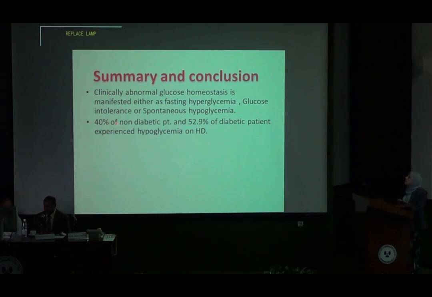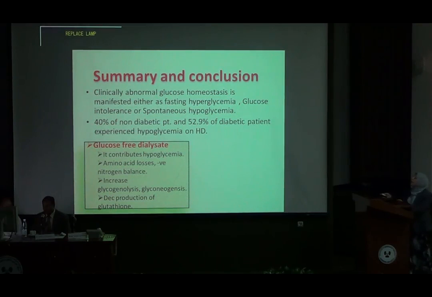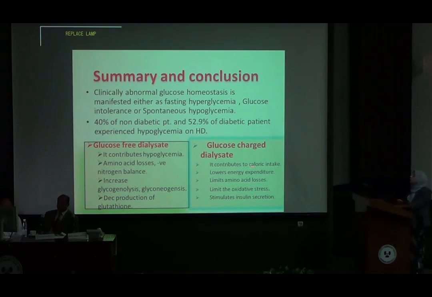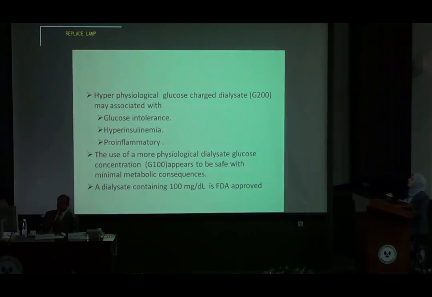Hyperglycemia is more common: 40% of non-diabetic and 52% of diabetic patients experience hyperglycemia during hemodialysis. Glucose-free dialysate contributes to hypoglycemia, amino acid loss with negative nitrogen balance, increased glycogenolysis and gluconeogenesis, and decreased production of glutathione. On the other hand, glucose-charged dialysate contributes to caloric intake, lower energy expenditure, limits amino acid loss, and limits oxidative stress, but unfortunately, increases insulin. And we know that insulin can increase cardiovascular problems.